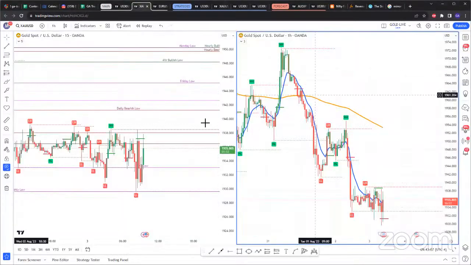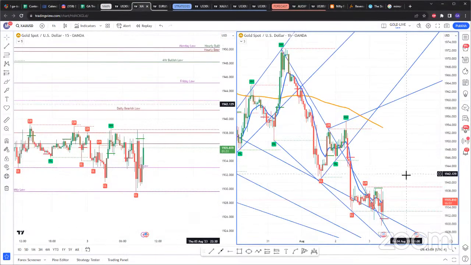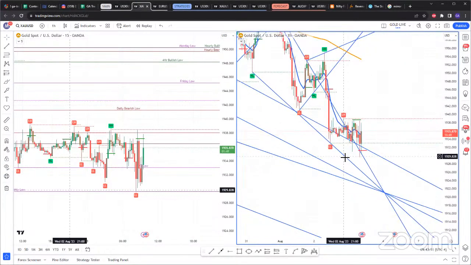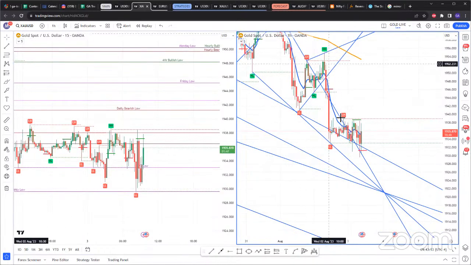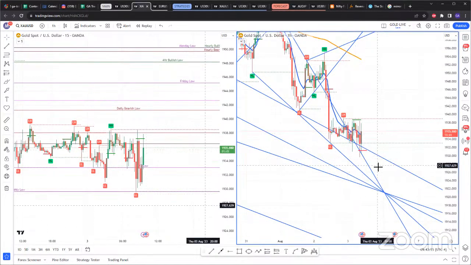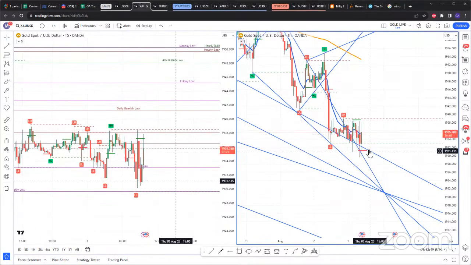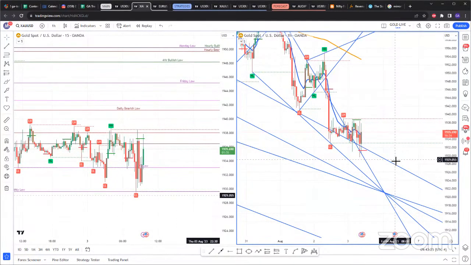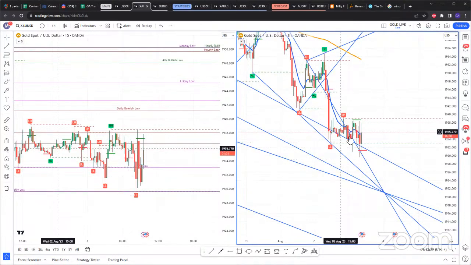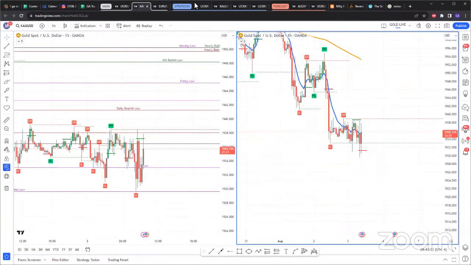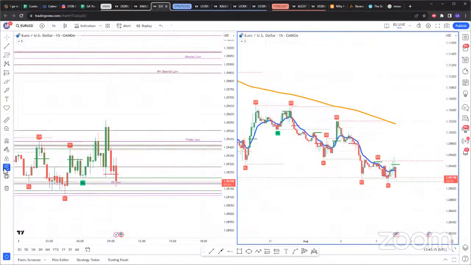I come to gold, same thing. Turn on my trend lines here. Gold is in a downtrend, lower lows, lower highs. Right now, gold is being supported on this trend line, so gold can possibly keep going down this way. But to be honest, I am 50-50 on gold because you can see all of this consolidation. So at that point, I step away from gold, come to EU, and look at my trend lines.